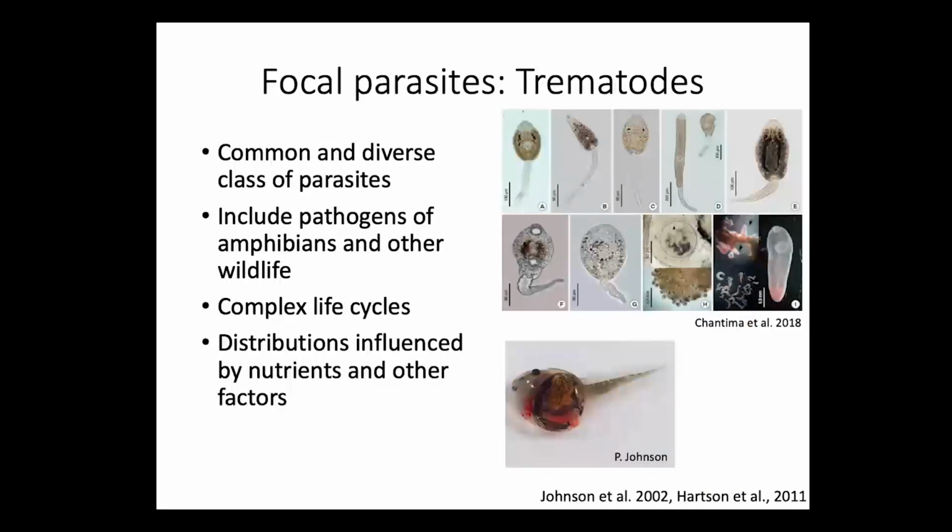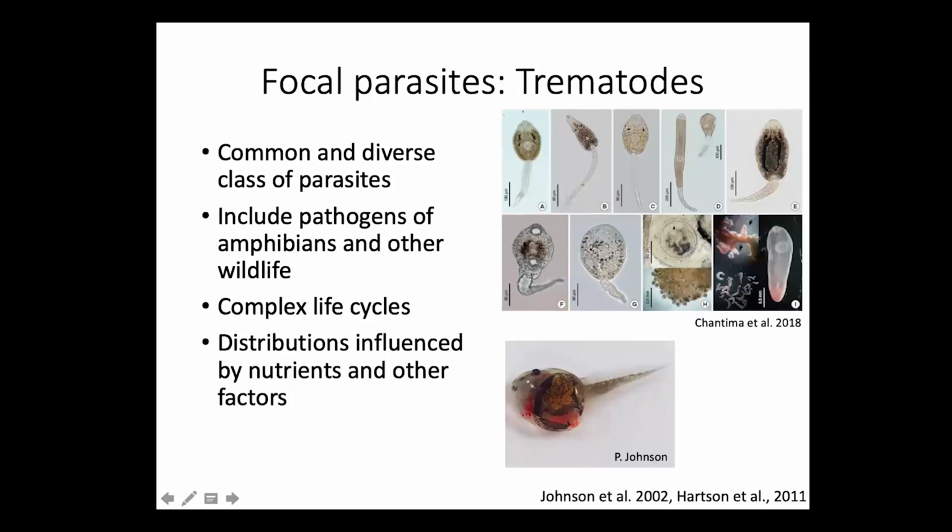And then the parasites we focus on are trematodes, which are a very common group of parasites and quite diverse. Within a particular aquatic habitat, you may find a dozen or more different trematode species that can have pathogenic effects on animals living in that habitat, including amphibians, as well as other wildlife that use that habitat. And trematodes typically have complex life cycles involving multiple hosts. So the first host is always going to be a mollusk.